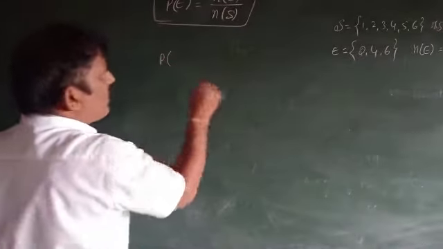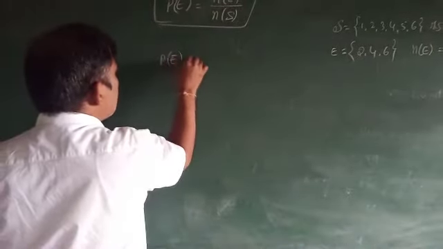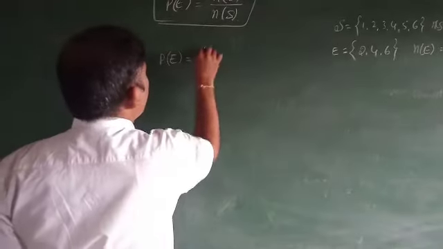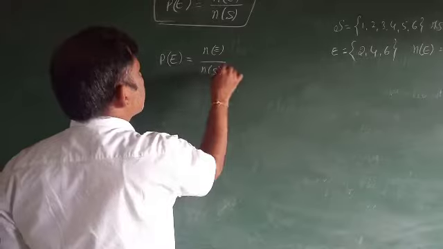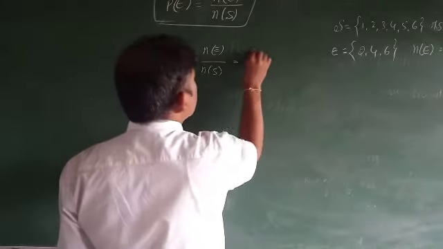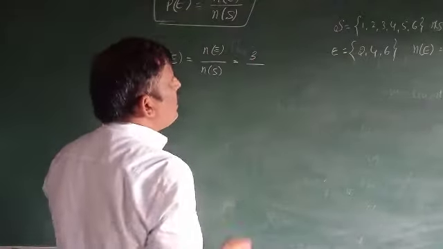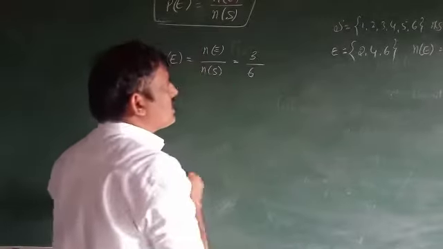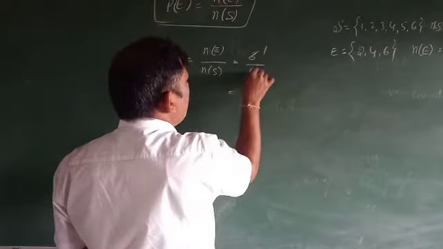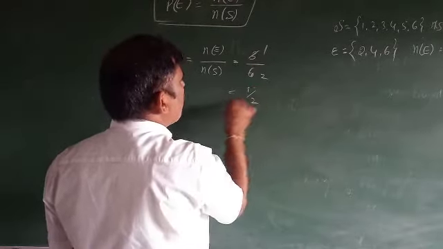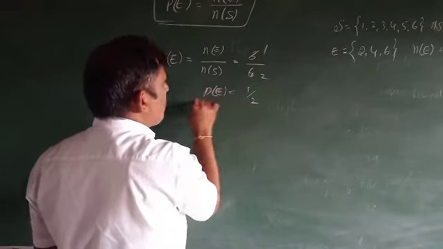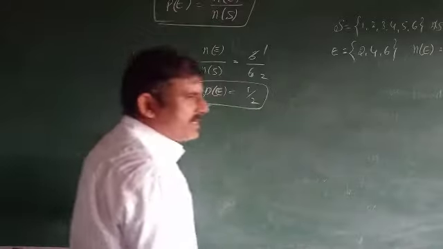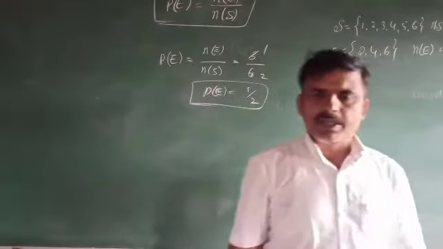Therefore, the probability of event E is equal to the number of elements in E divided by the number of elements in the sample space. That is 3 divided by 6, which is 1 by 2. So the probability of event E is 1 by 2.